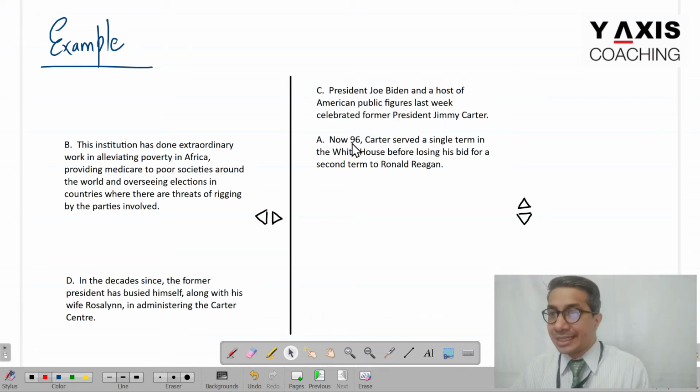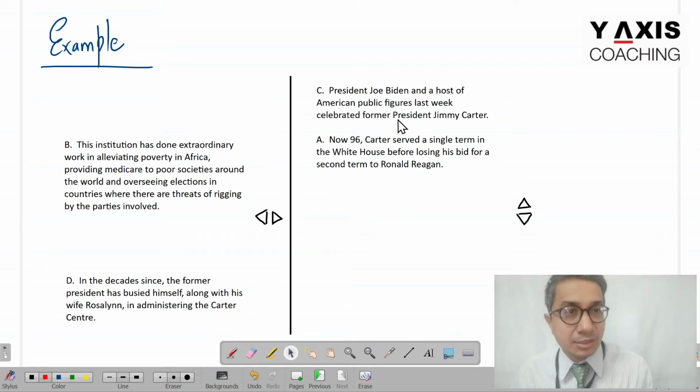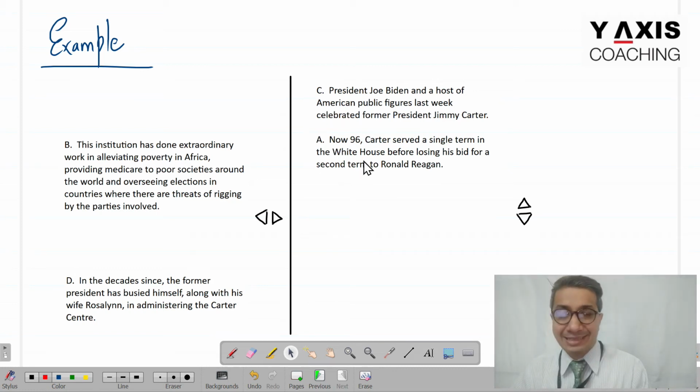Who is Carter? Who is 96? We are talking about the former president of the US, President Jimmy Carter. So that makes it one pair, and this is the most important thing that you have to do, and everything else becomes all the more easy. So let's read. Now 96, Carter served a single term in the White House before losing his bid for a second term to Ronald Reagan. We are talking about his defeat, him serving one term in the White House, and a time after he lost to another president. So anything which follows should have one of these bits and pieces.